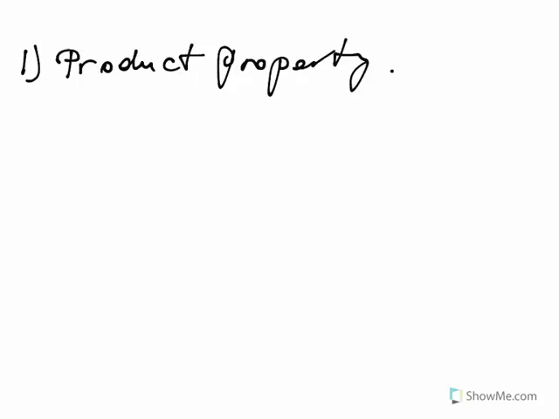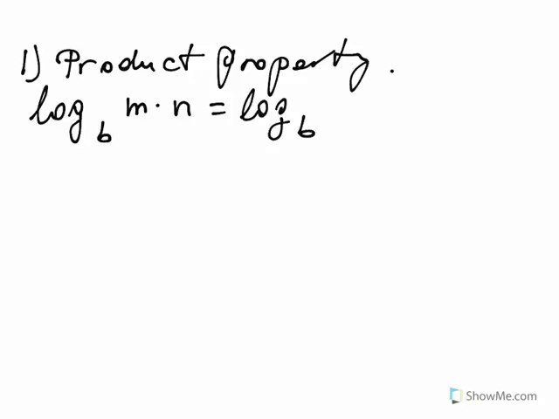Again, the product property. So the property says log base b of m times n equals log base b of m plus log base b of n.